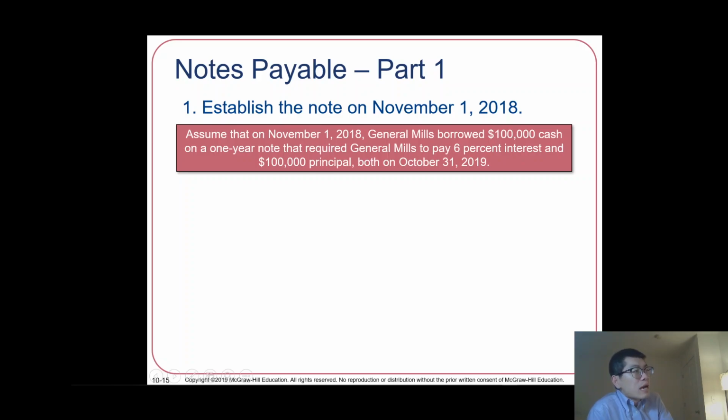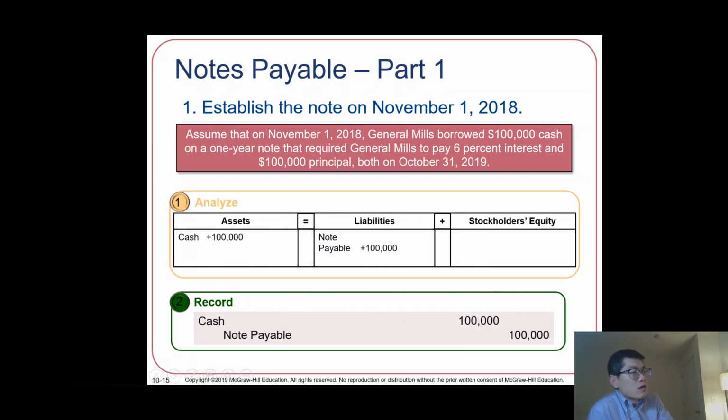When we have established this notes payable on November 1st, we have received $100,000 cash, right? And we have created liabilities to pay off this $100,000 principal in the future, which is on October 31st, 2019. So then the journal entry is debit cash, credit notes payable, right?